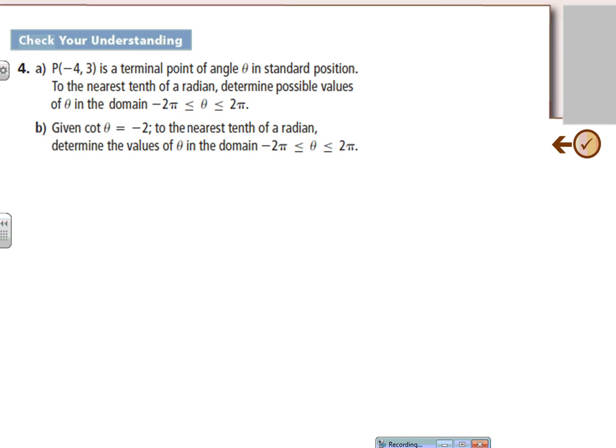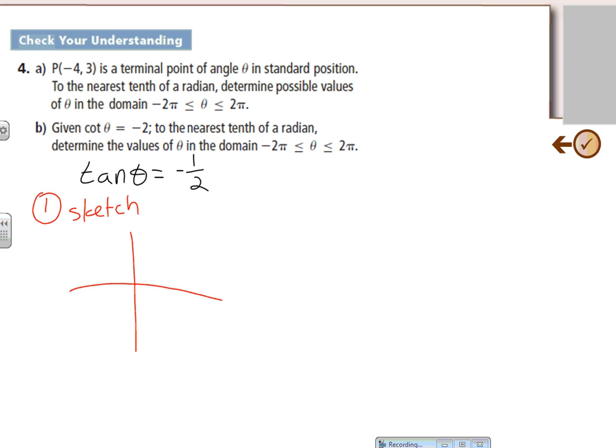And last one, cotangent is negative 2. Let's change it into tan. So that means tan of theta equals negative 1/2. Step number 1, sketch it. I know that tan is negative, C-A-S-T, in quadrants 2 and in quadrant 4. That's step 1.